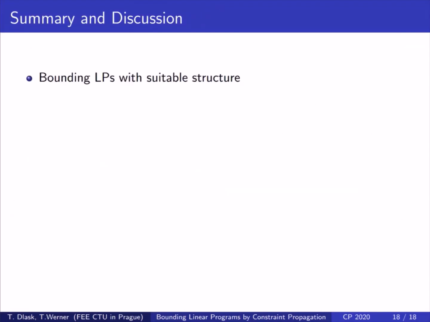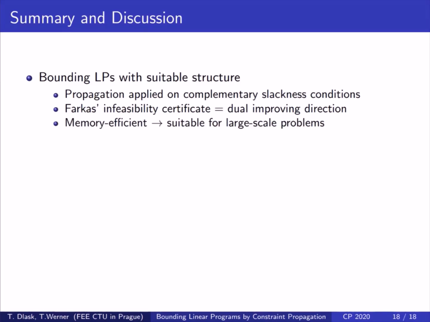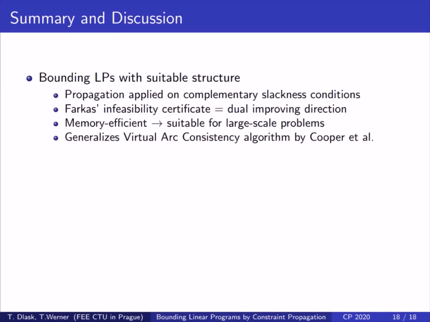To summarize, we have proposed a technique to compute bounds for sparse LPs with suitable structure. Having a feasible dual solution, infeasibility of the complementary slackness conditions is detected by constraint propagation, and the infeasibility certificate is recovered, providing a dual improving direction. This approach is memory efficient, which makes it suitable for large-scale problems. Additionally, this method generalizes the virtual arc consistency algorithm.